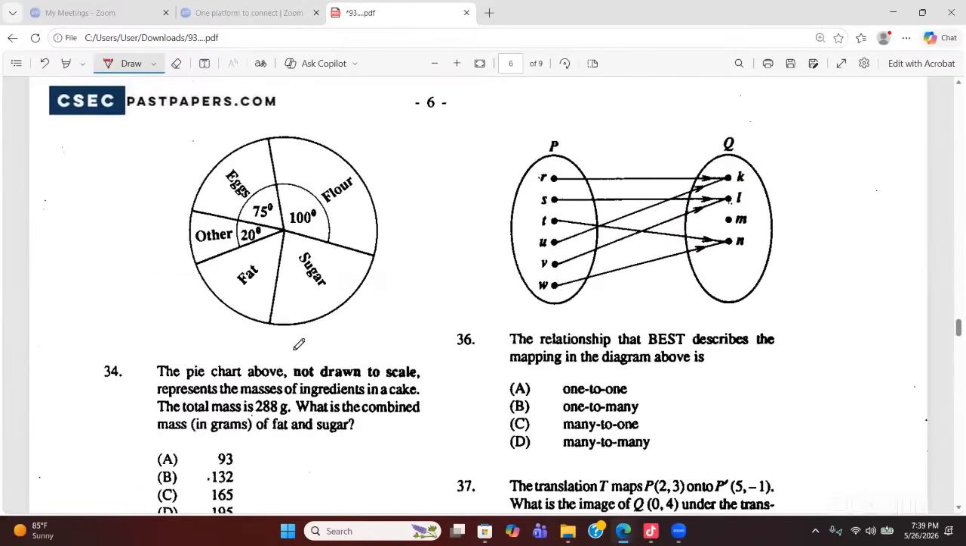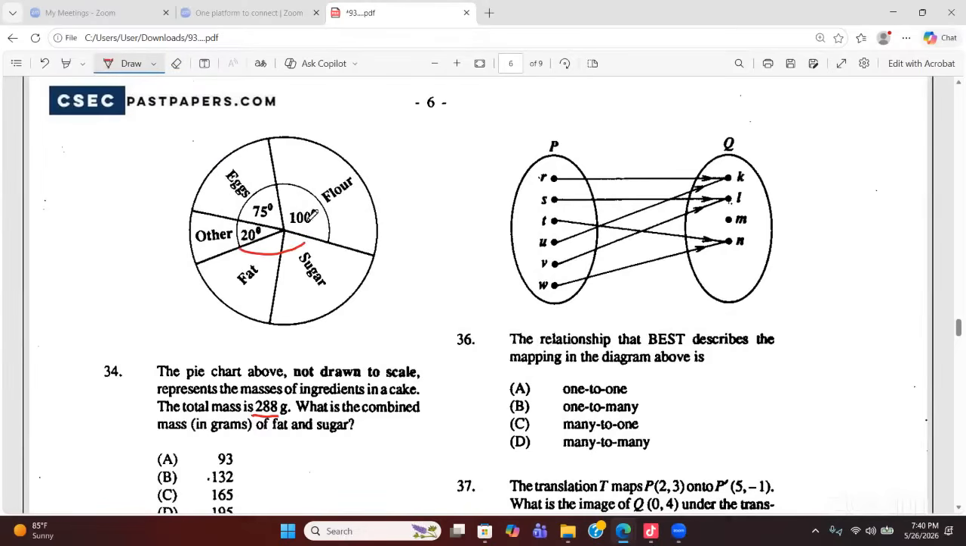But let's go. It says the pie chart above, not drawn to scale, represents the masses of ingredients. So the total mass for the ingredients is 288. What is the combined mass in grams of fat and sugar? We want to know this, but in order to find that, we need the angle for those together.